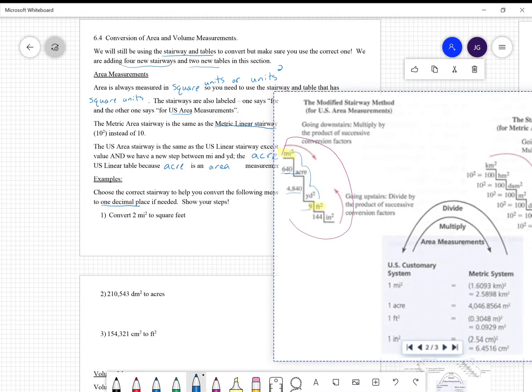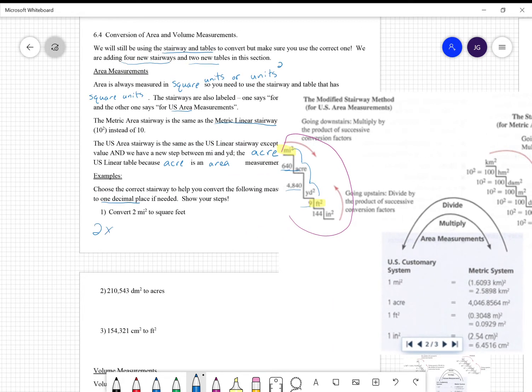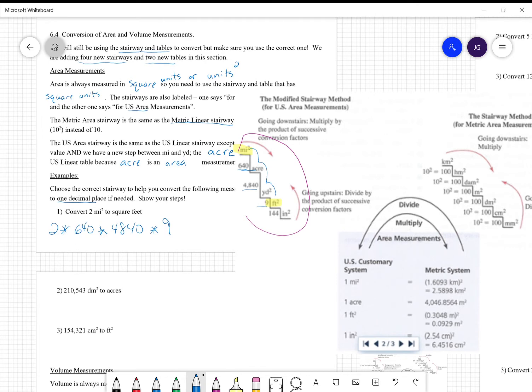Okay, so 2 times 640 times 4,840 times 9 is 55,756,800 square feet.